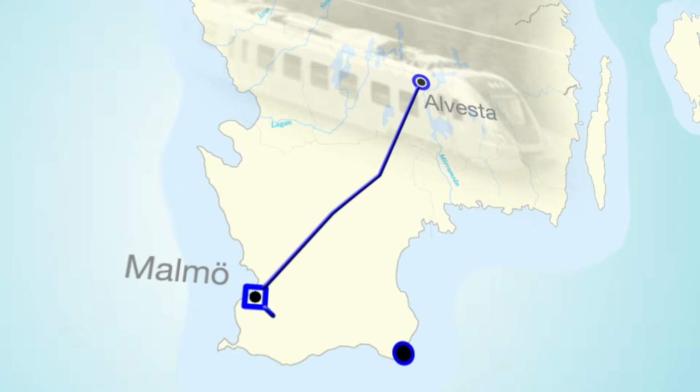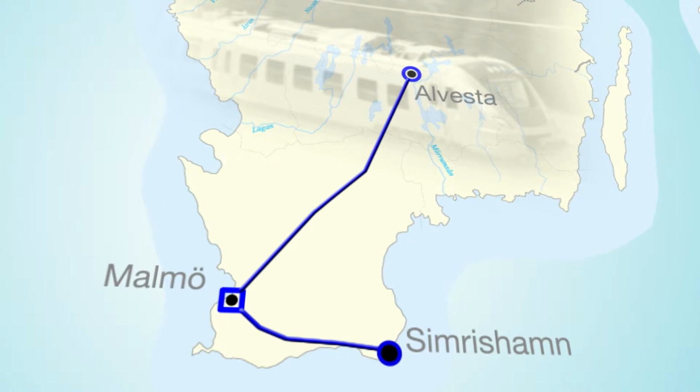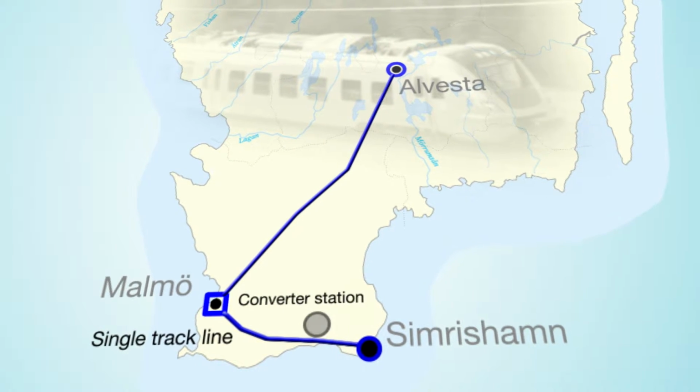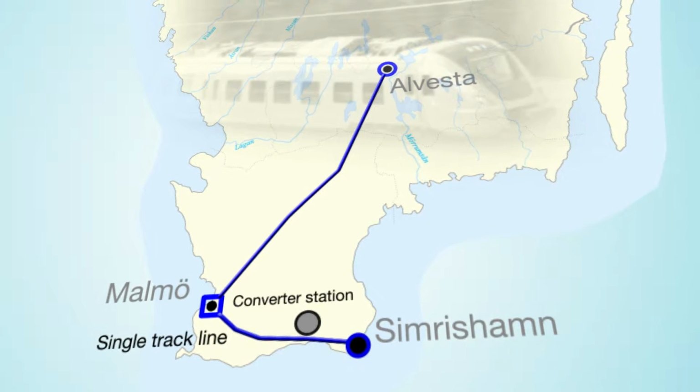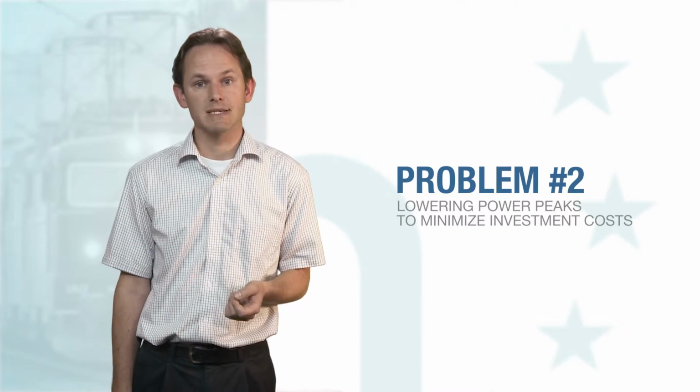The other line we will look at is from Malmö to Simrishamn with a converter station in Ystad. And this is a single-track line with quite heavy suburban traffic. EMUs used on the line have quite high installed power, so we get very high power peaks. But these power peaks are just a couple of seconds long.